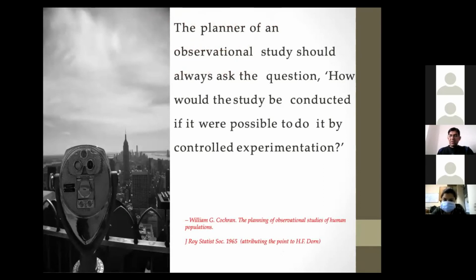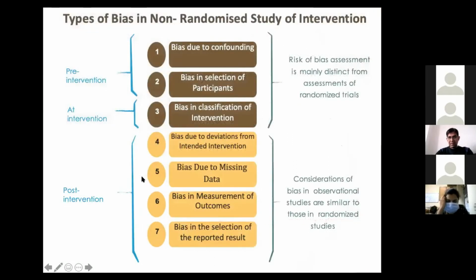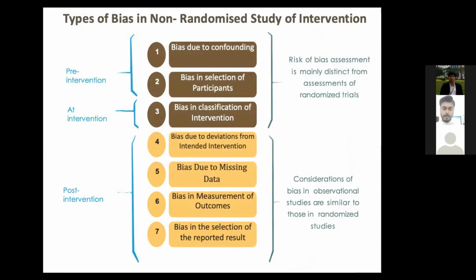So when you are trying to plan an observational study, you should always ask the question: how would the study be conducted if it were possible to do it by controlled experimentation? That means one should be vigilant about the study, so that it could be as comparable as a randomized control trial.